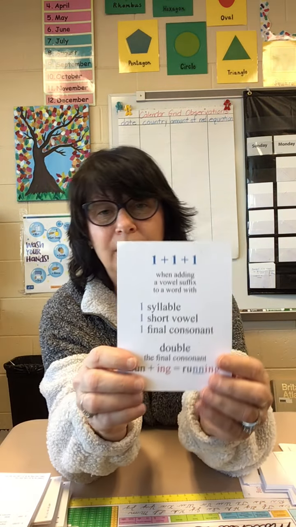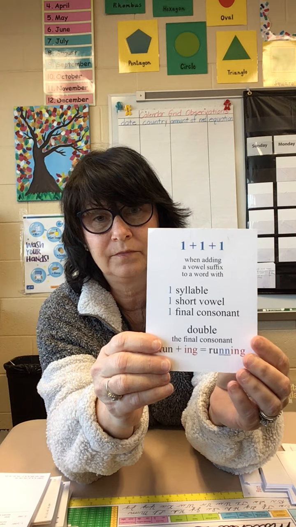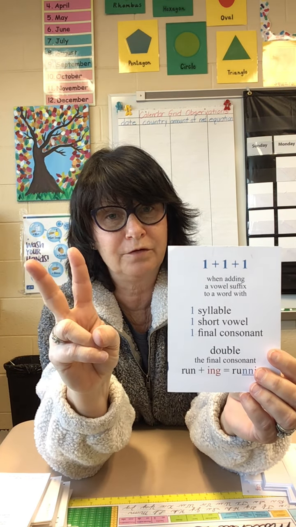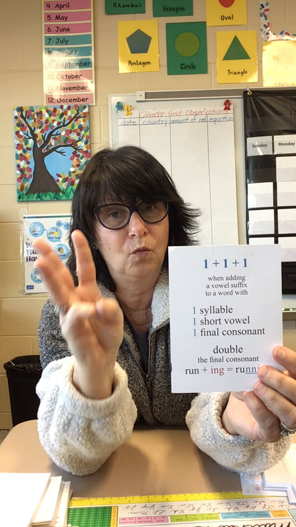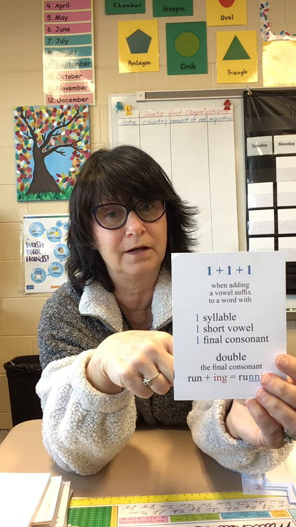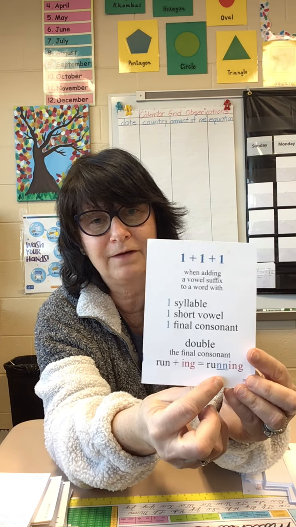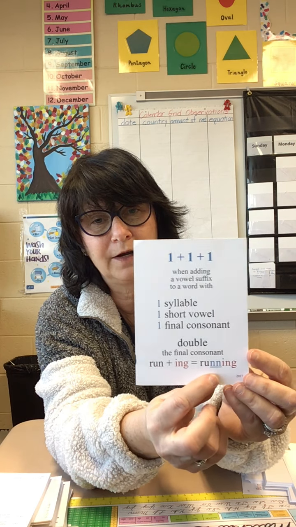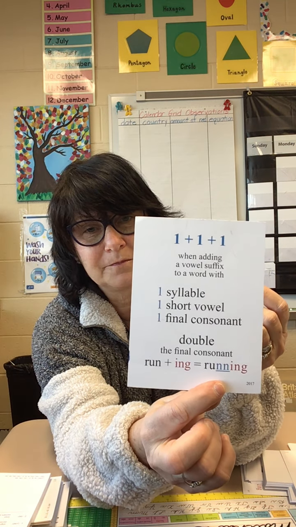Great job. And I want you to remember about 1 plus 1 plus 1. If you have a one-syllable word with one short vowel and one final consonant, you have to double that final consonant before you add a vowel suffix. Run turns into running with two N's. 1 plus 1 plus 1. All right.